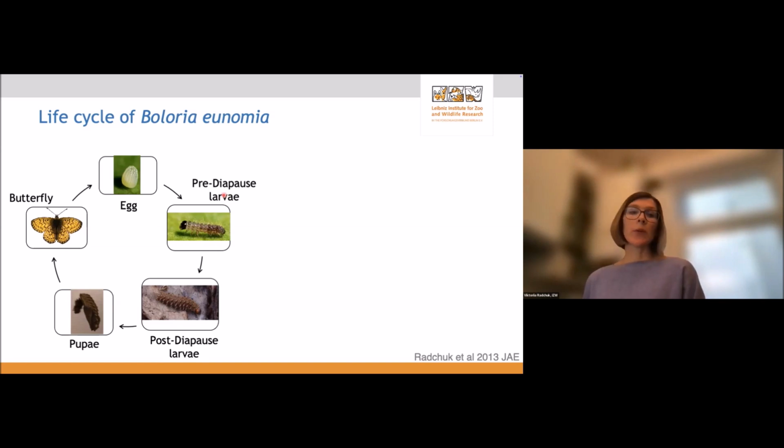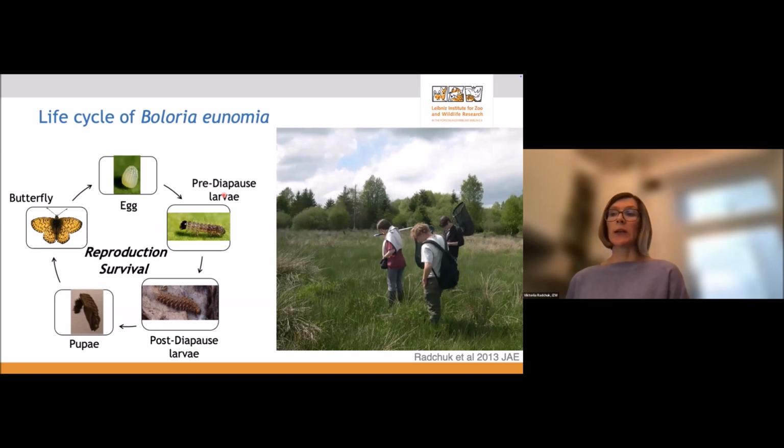life stage. Briefly about the life cycle of this species, there are adults, they lay eggs. From these eggs, with a certain probability, little tiny pre-diapause larvae hatch. Then they feed until autumn when they go into a diapause, and then in spring they wake up from the diapause and feed a lot again. We call this stage post-diapause larvae, and then they pupate, and eventually, with a certain probability from these pupae, new beautiful butterflies again emerge.